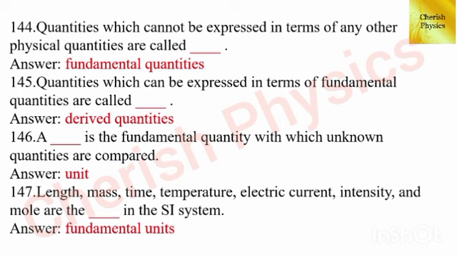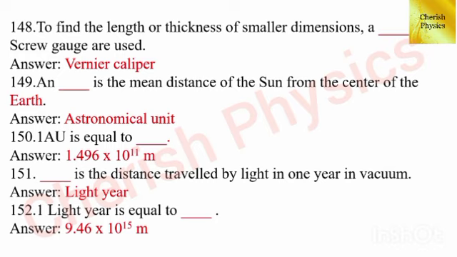To find the length or thickness of smaller dimensions, a vernier caliper and screw gauge are used. The astronomical unit is the mean distance of the sun from the center of the earth. 1 AU is equal to 1.496 into 10 to the power 11 meter.